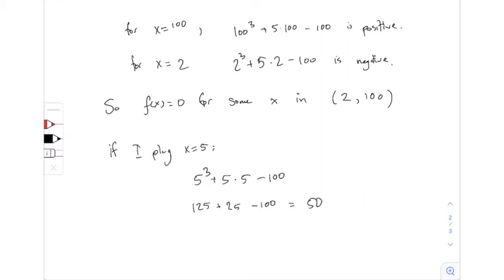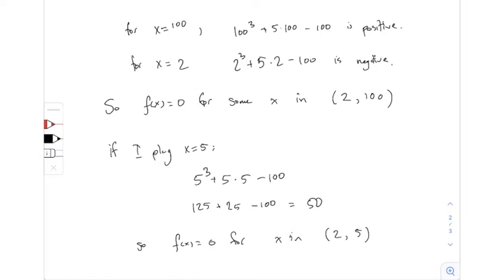Remember I said before when you use x equals 2 it's negative, but now when I use 5 it's positive. So that means f of x equals 0 for x in the interval from 2 to 5. This is a much narrower band, but we now have more information about when the root occurs.